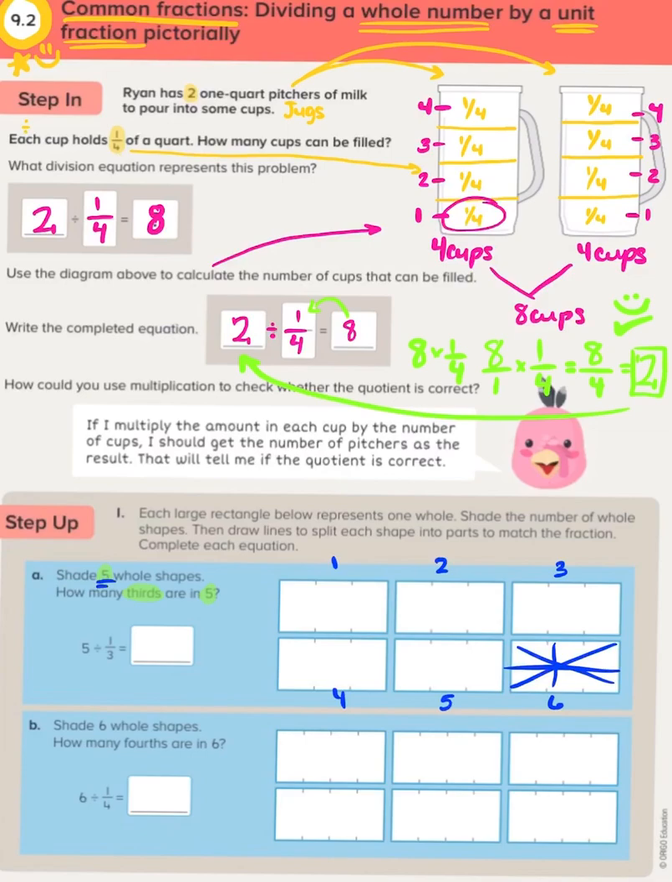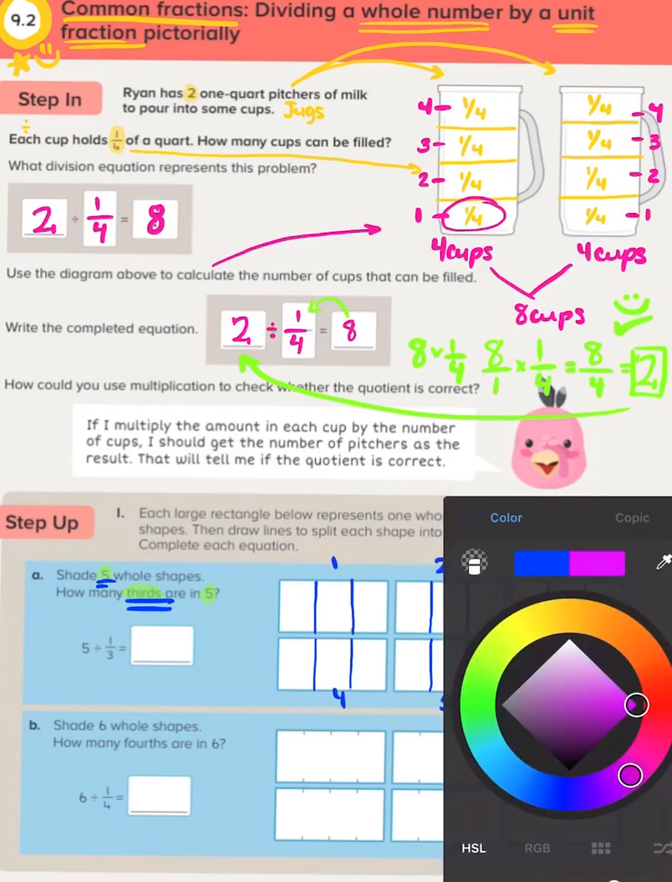And now I have 5 whole shapes. And I'm cutting it into thirds. So we're going to go ahead and cut these into thirds, which means I'm cutting them into 3 pieces each. When I cut it into thirds, I will be able to count how many pieces I have. So let's go ahead and count how many pieces I have.